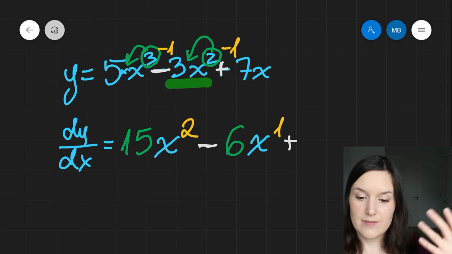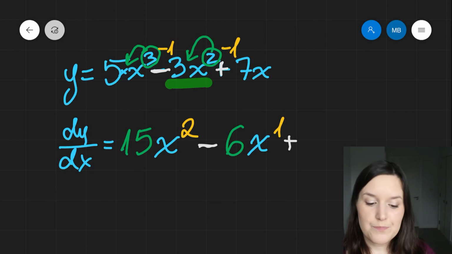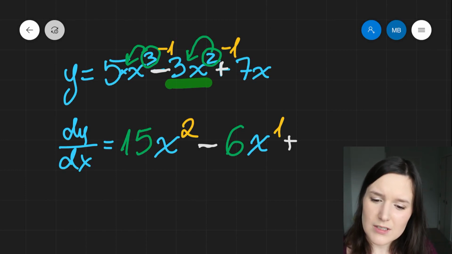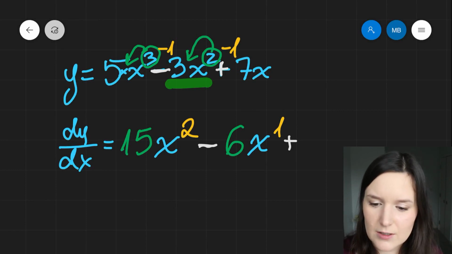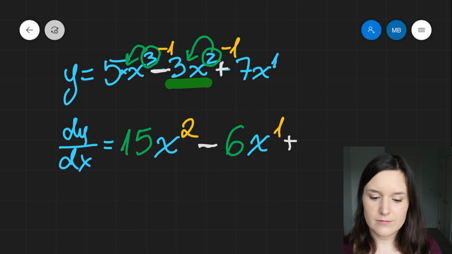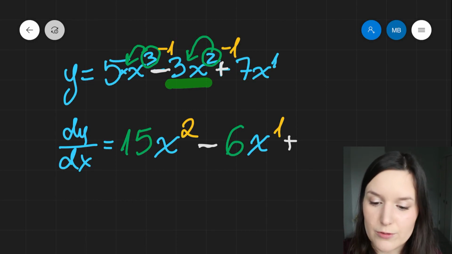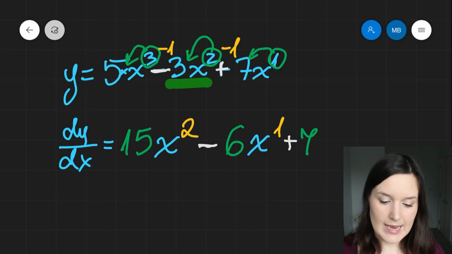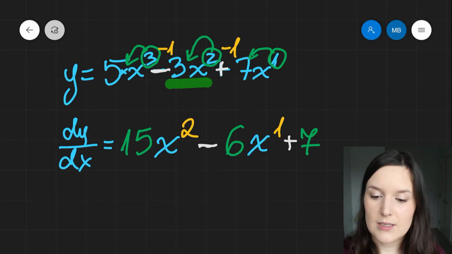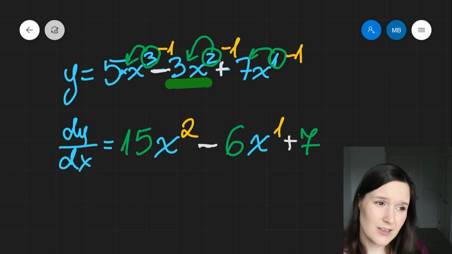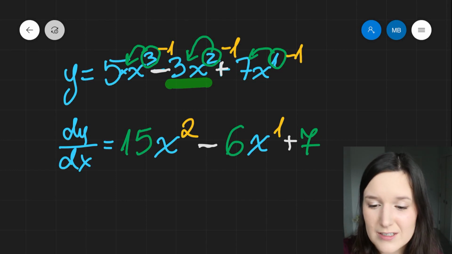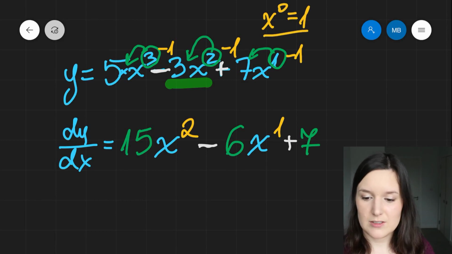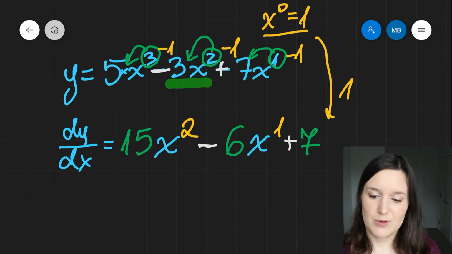And I have 7x. Well, x without a power is just x to the power of 1. There was nothing here. It's the power of 1. So again, you can use the power rule. 1 goes to the front of everything. 7 times 1 is 7. And I subtract 1. So I get x to the power of 0. X to the power of 0 is just 1. So I don't have to write anything here. This is just 1 times 1. 7 times 1 is 7.